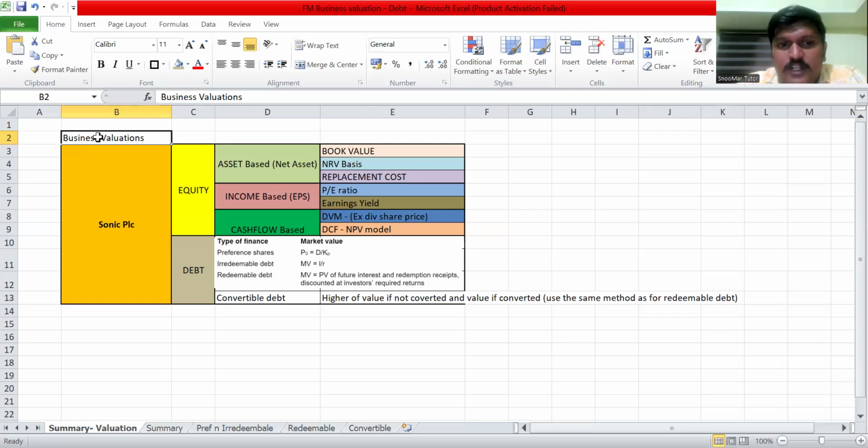Okay. Now the third method of valuing equity is the cash flow based one. This is the method which gives you the highest value for the equity. So the maximum value we'll be looking at would be based on a cash flow basis model.